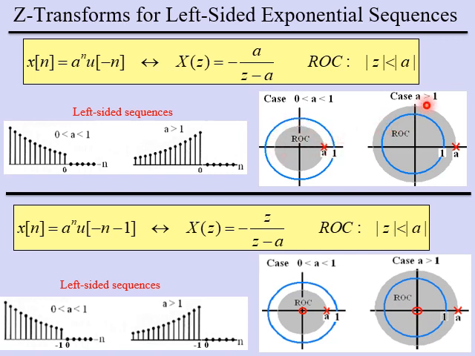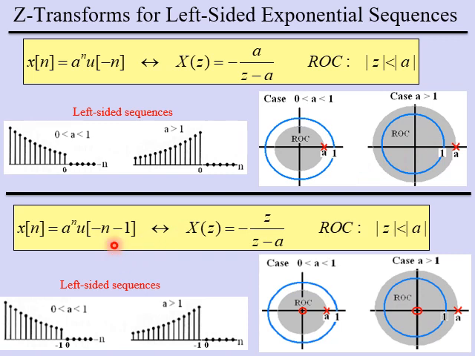For the case where a is greater than 1, the pole is outside of the unit circle, but again, notice the ROC is everything inside of this pole. And as always for z transforms, we see that the ROCs are circular regions in the z plane.